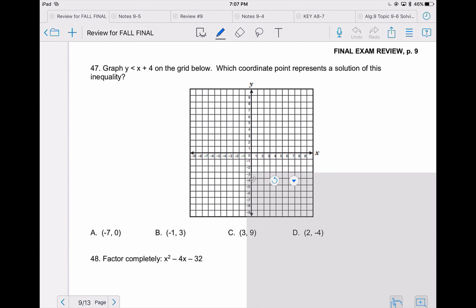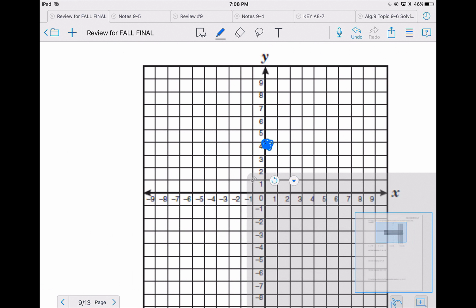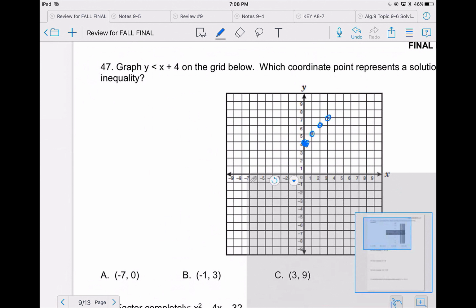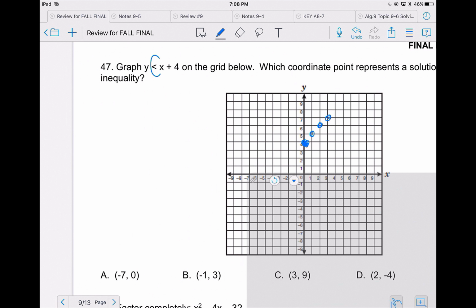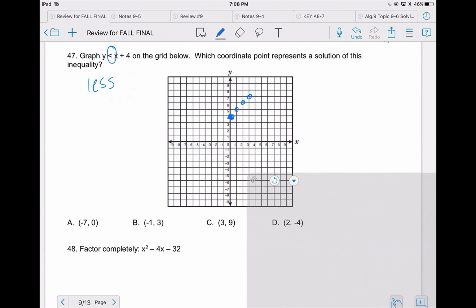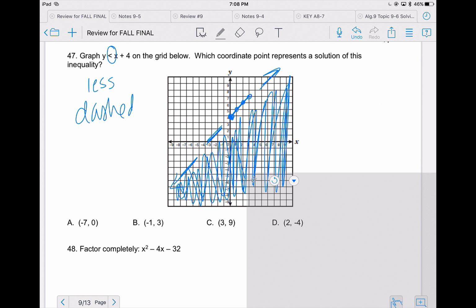In order to graph this, we would start up at 4 on the y-axis and go up one, right one, a couple of times for the slope of 1. We would have a dashed line because there's no line under the inequality. So I have a dashed line, and the less than goes underneath. Y is less than the y-intercept, so y is less than 4.